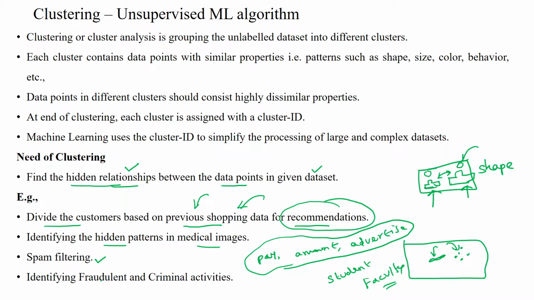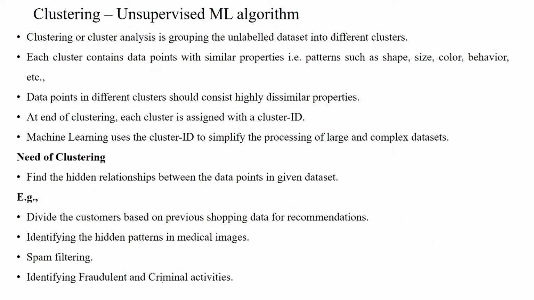And identifying fraudulent and criminal activities. So if you have the criminal activity pattern, for example, snatching jewels, stealing wallets from pockets, and stealing products from shops during shopping, these are all called criminal activities.